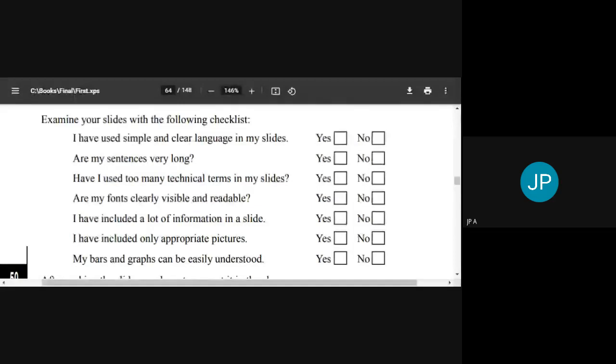Yes. Thank you for those responses. So we should use very short sentences. Short, short sentences. Have I used too many technical terms in my slides? So these technical terms, that is what we talked about as jargon.